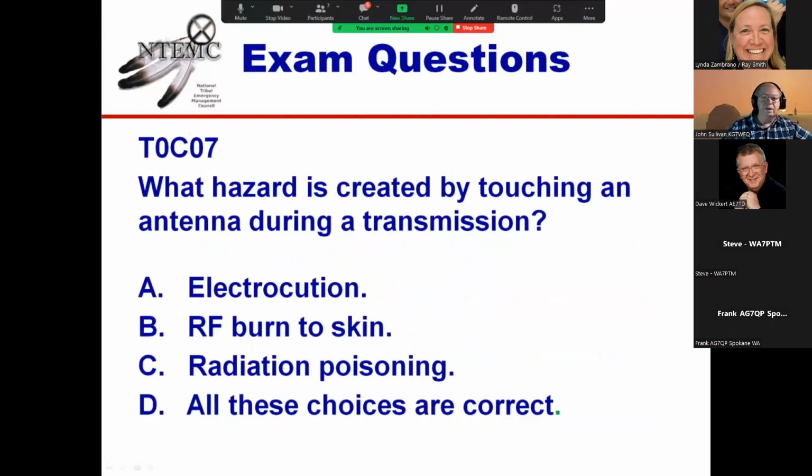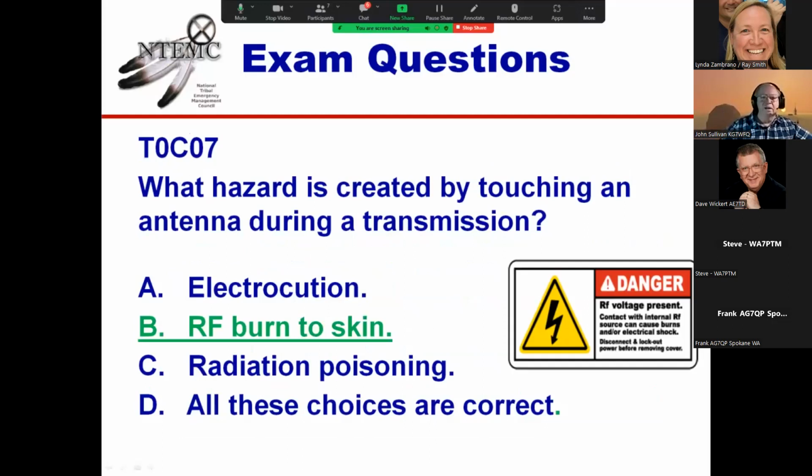What hazard is created by touching an antenna during a transmission? One of the things the person in the video was doing when he touched it: he said he didn't get electrocuted, but he got a bad RF burn. That's what you're concerned about, RF burns. And it doesn't have to be really high power. If you touch your mag mount antenna with a 50-watt mobile radio while it's transmitting, you're going to get an RF burn.